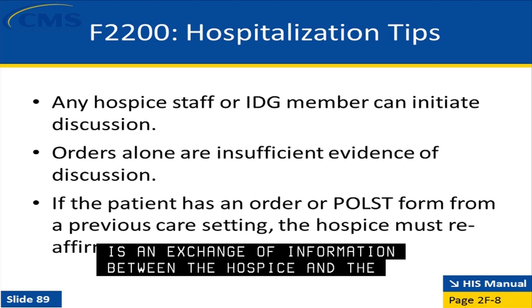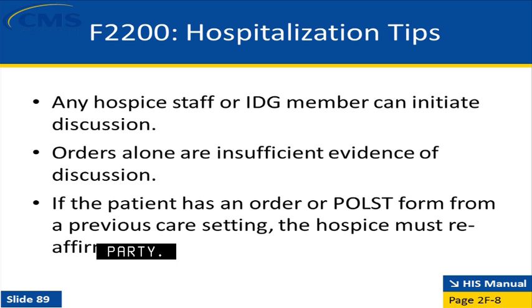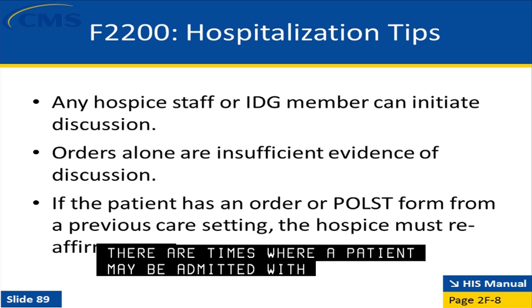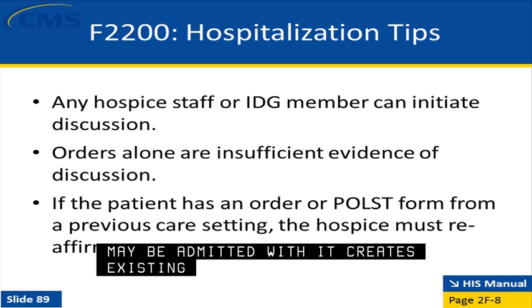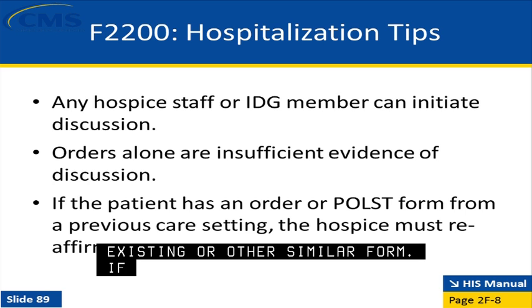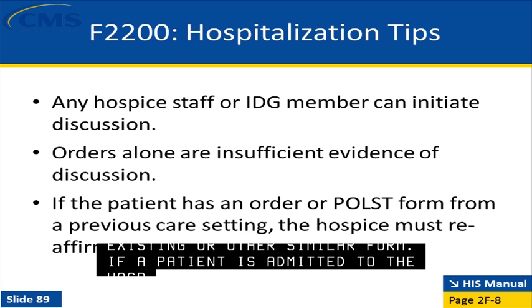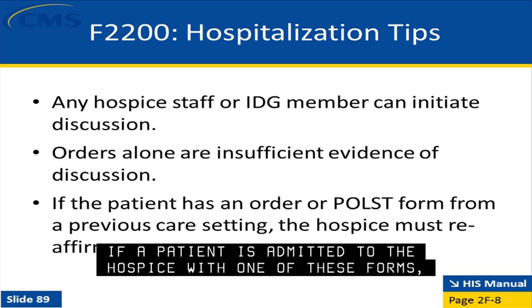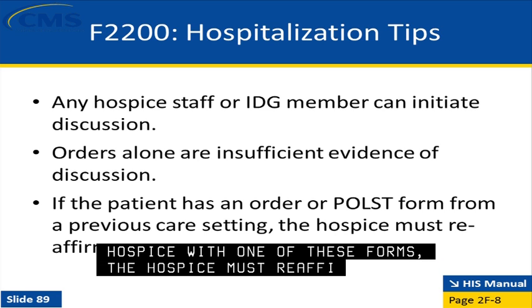There are times when a patient may be admitted with a pre-existing order or POLST or other similar form. And if a patient is admitted to the hospice with one of these forms, the hospice must reaffirm and document that the patient's preferences were reviewed and are still their current preferences.